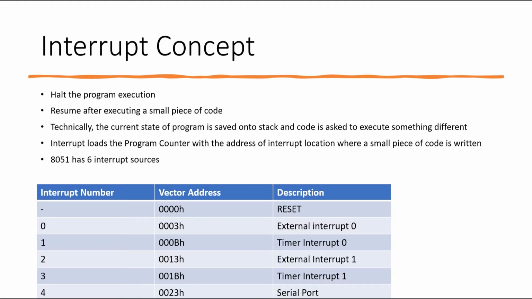Now what happens is, whenever an interrupt occurs in a microcontroller, the program counter, which is loaded with the next instruction to be executed, is removed and it is loaded with the address of that particular interrupt, as you can see on the screen. The microcontroller will go to that particular address, execute whatever is written there, and then come back and load the original address where the execution was stopped, so that it keeps going on.